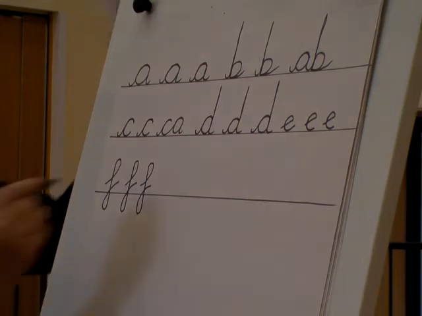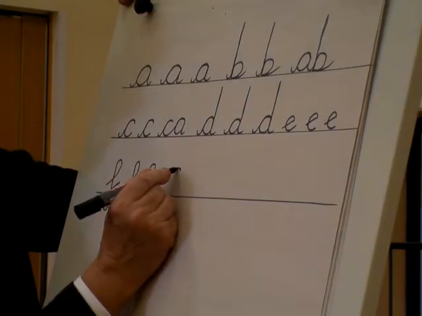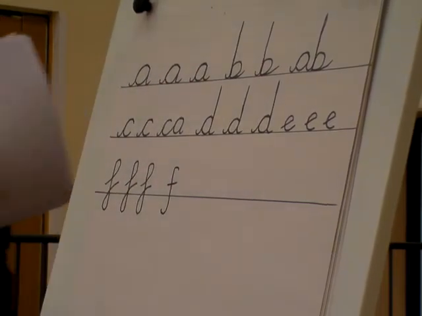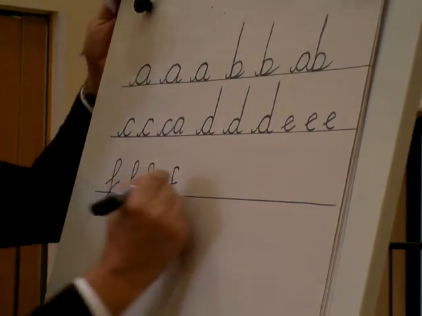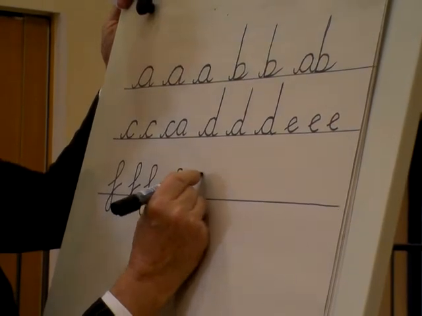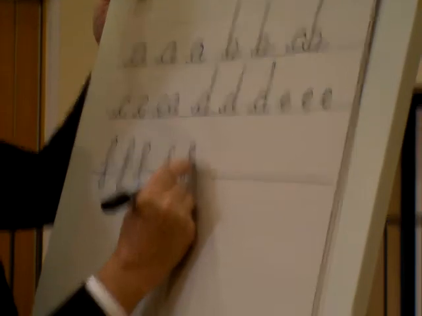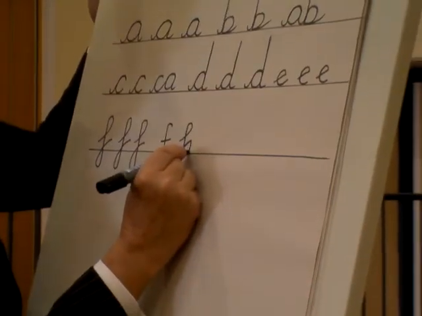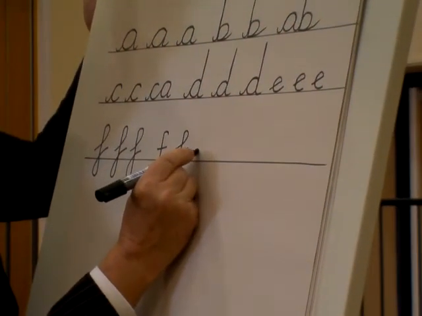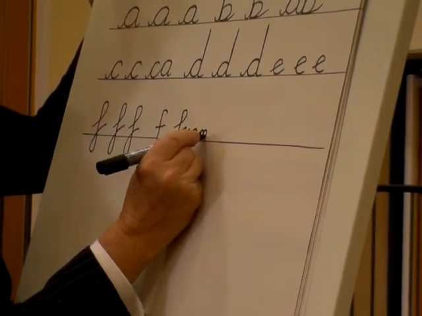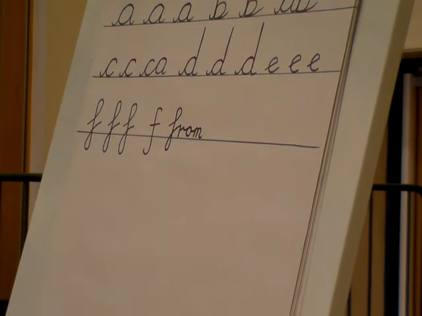If we did an F like this, you can't write smoothly like that. If you do it like this, you can join it up straight away to other letters. Okay, that's F. Have another go.